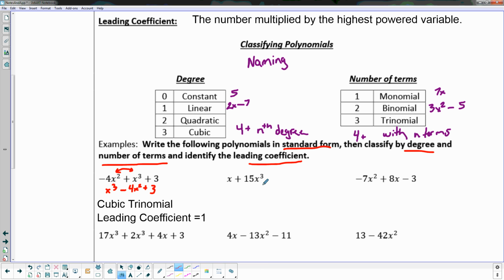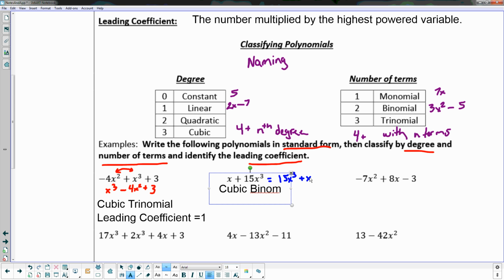For the second one, again, I want to start with my x cubed, so I need to bring that in front. So 15x cubed plus x. So if we were to give this a name, again it's cubic because the highest power is 3. This time there's only 2 terms, so we would say cubic binomial. And then the leading coefficient is 15 this time. Okay.